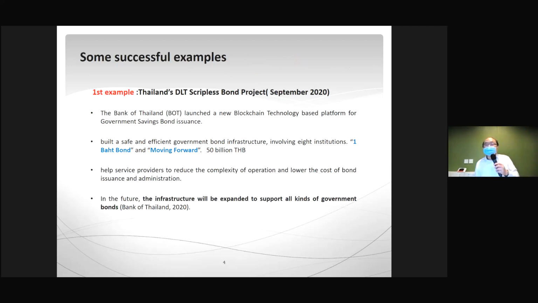Okay, there are some successful examples of the use of blockchain and tokenization. The first one is last year, when the Bank of Thailand implemented a new blockchain technology platform for government bonds, and it was successful. The Bank of Thailand said that in the future, the blockchain infrastructure will be expanded to support all kinds of government bonds. So Thailand is going to use blockchain for their future government bonds.